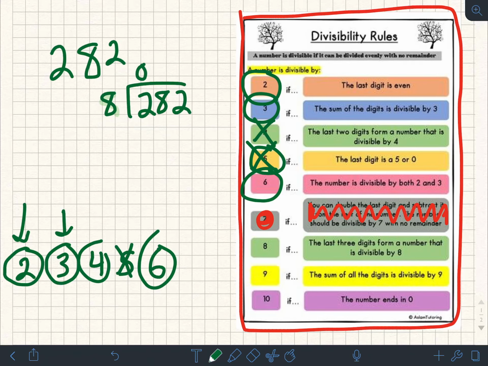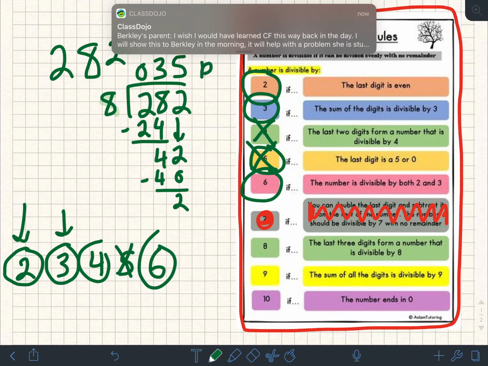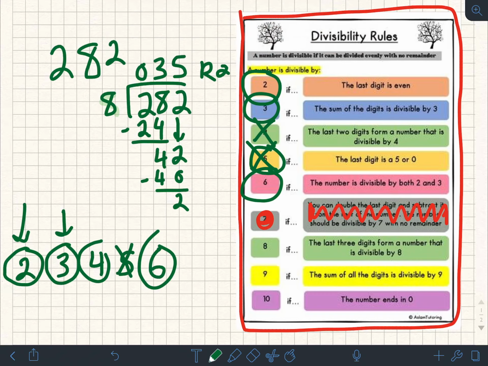Okay, 8 goes into 2 0 times. 8 goes into 28 3 times. 3 times 8 is 24. 28 minus 24 is 4. And then I bring down the 2. 8 goes into 42 5 times. 5 times 8 is 40. 42 minus 40 is 2. So we have a remainder of 2. So this does not go in there evenly. So it is not divisible by 8. So we can get rid of this.